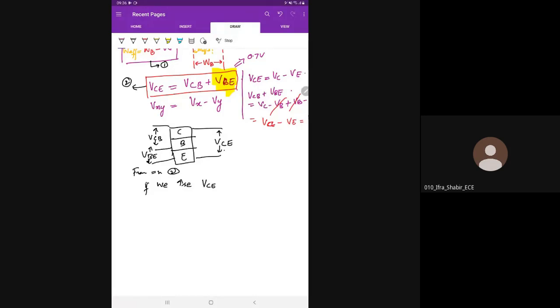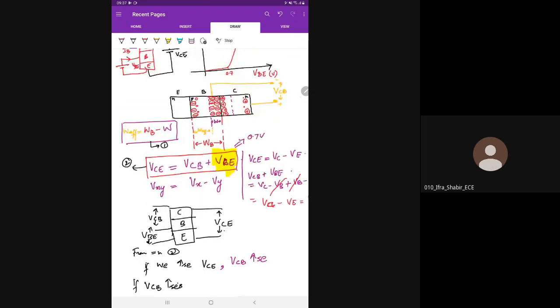So in equation 2, if VCE increases, what will happen to VCB? VCB will also increase. From equation 2, if VCE increases, VCB is bound to increase, because equation 2 is VCE equal to VCB plus some constant, which is equal to 0.7.